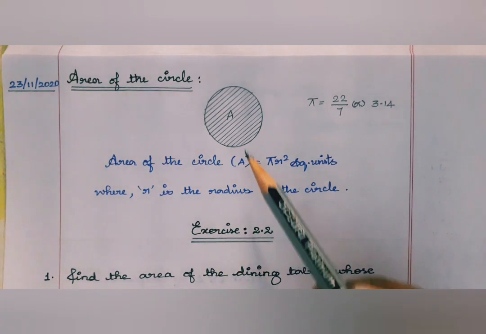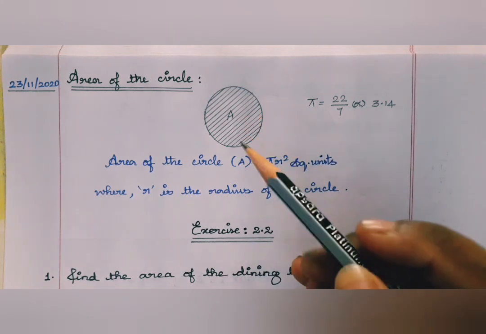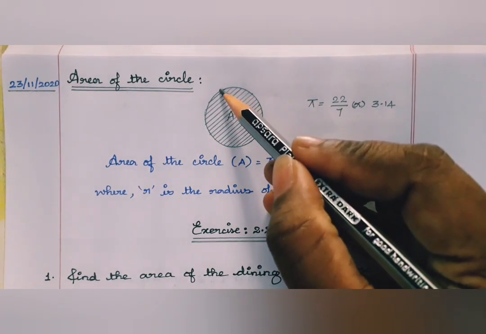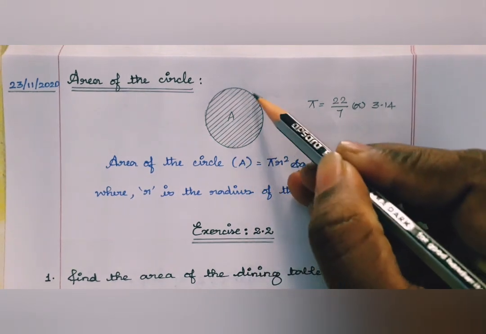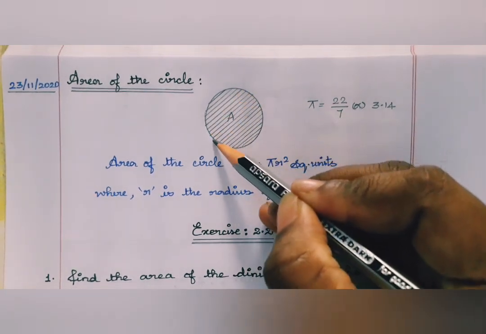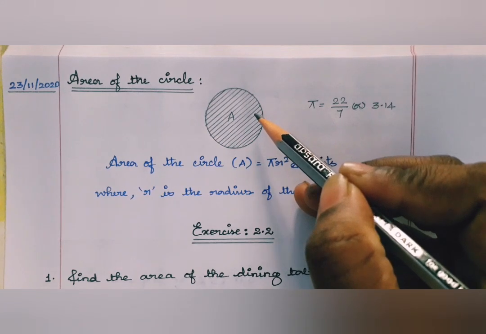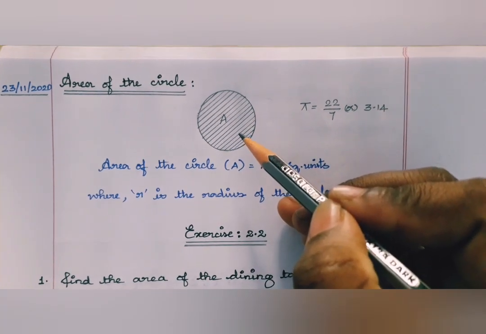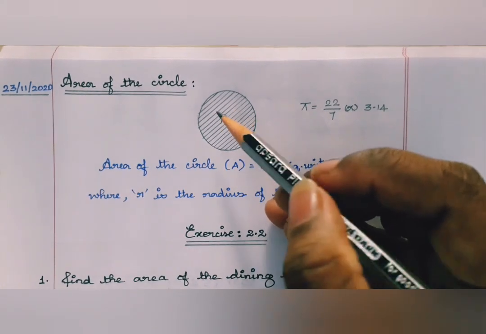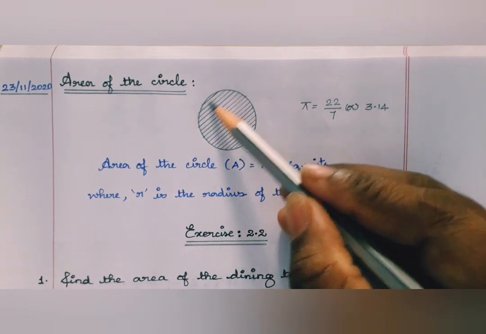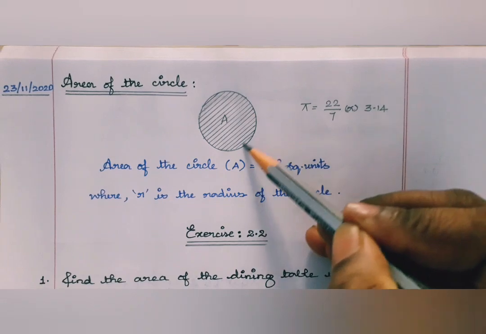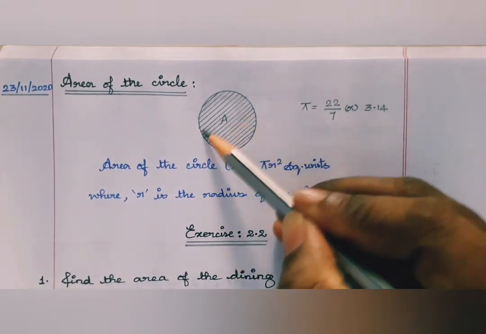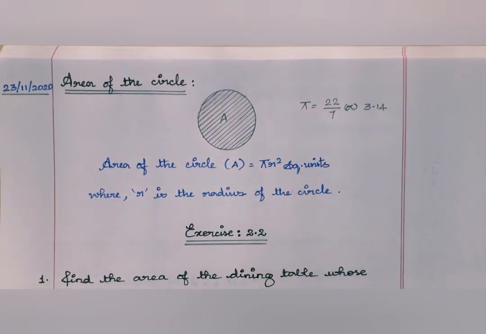In the last video, you learned about the length of the boundary. Only about the boundary do you know the measure, right? So in this video section, you are going to learn about the area which is between the boundary. This is said to be the area of the circle. This is the area inside the circle.